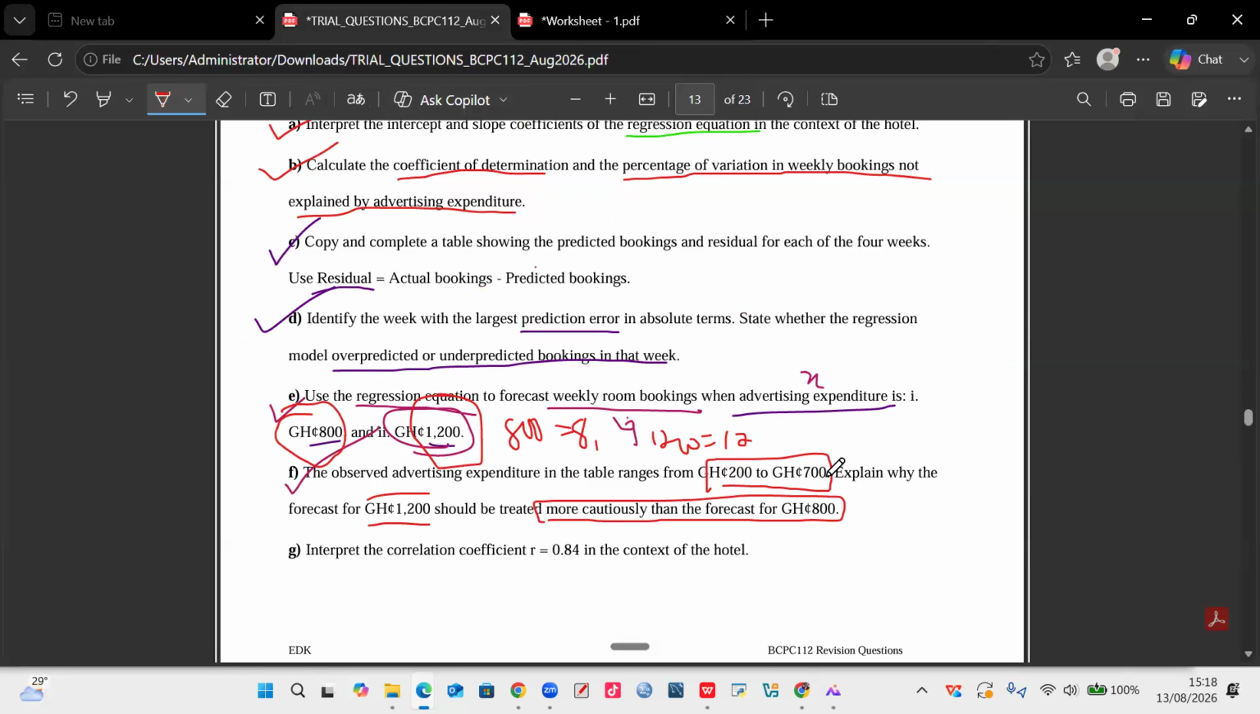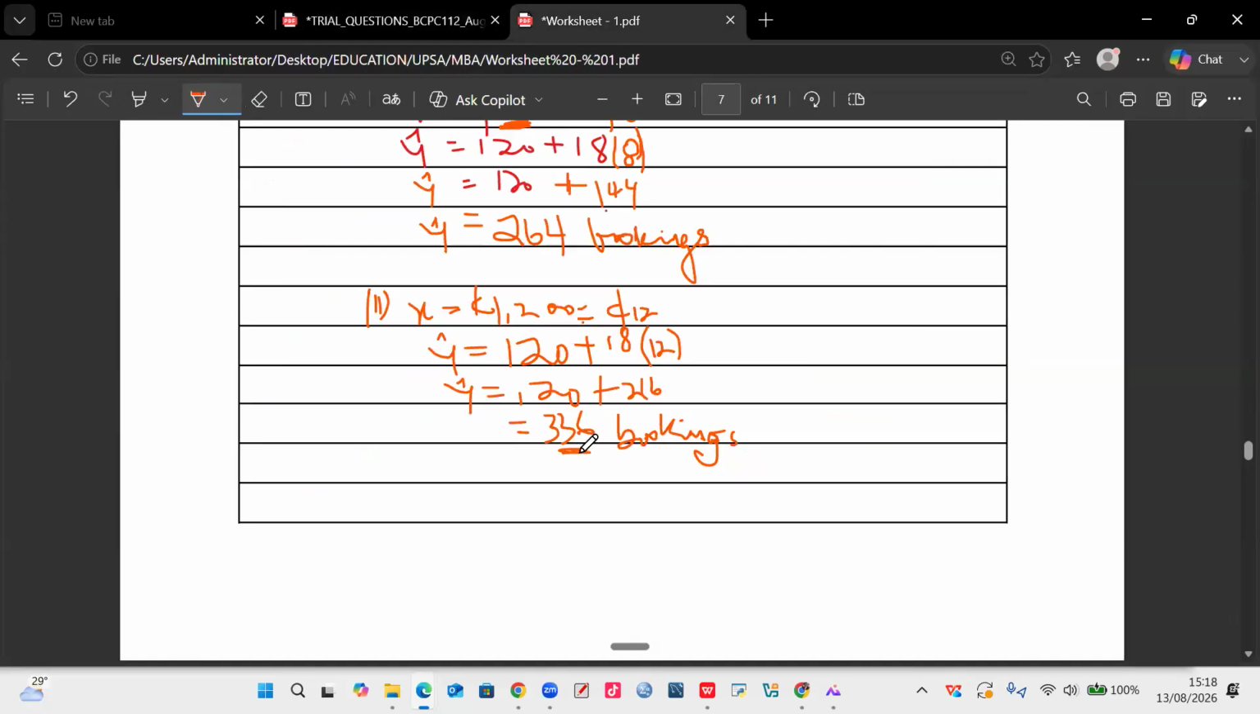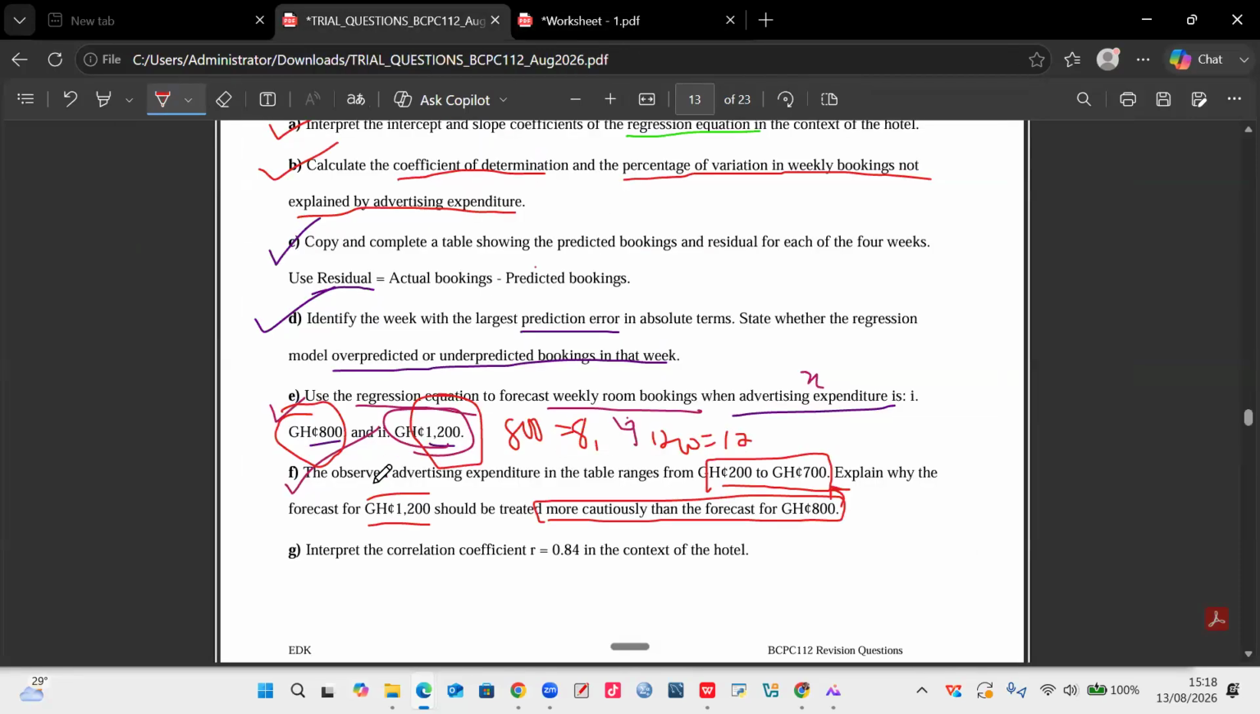If it is 200 to 700, after 700, which round figure is next? 800. So that one is closer. Are you getting it? But look at 1,200. It's far from 700. In other words, 1,200 is farther from the data set range. So there are probabilities that the figure of 336, or the 1,200 for the forecasting, will not give a proper picture for decision making.